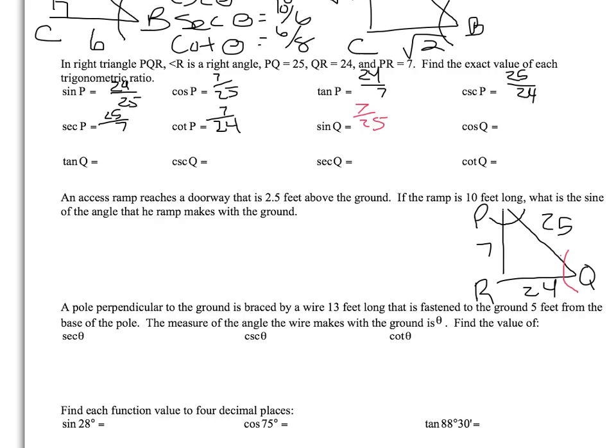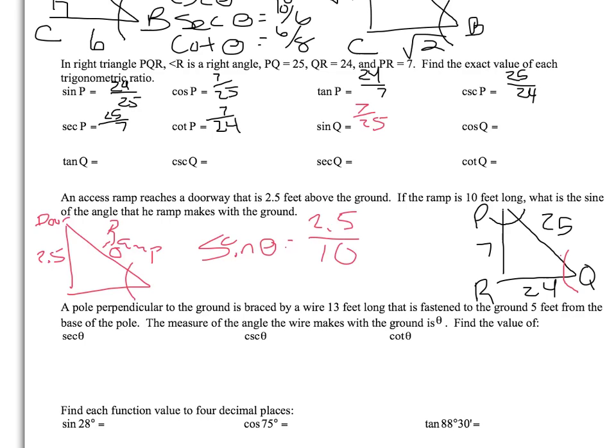Okay, the next one says an access ramp reaches a doorway 2.5 feet above the ground. So there's my door. This is my ramp. It says it's 2.5 feet above the ground. The ramp is 10 feet long. What is the sine of the angle the ramp makes with the ground? So I'm looking for the sine of the angle I just drew. Sine of the angle we know is opposite over hypotenuse. So it's 2.5 over 10. I don't really like decimals and fractions together, so 2.5 over 10 is the same as 1/4. And that's it there.